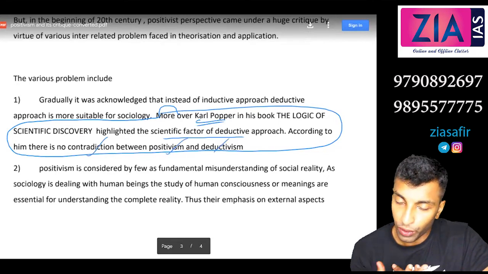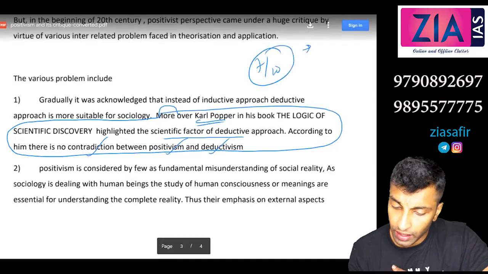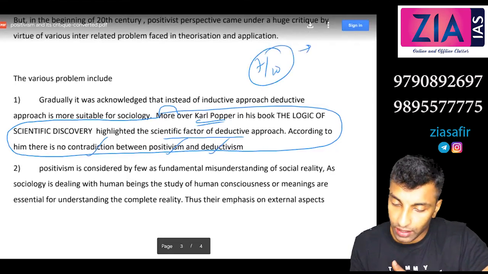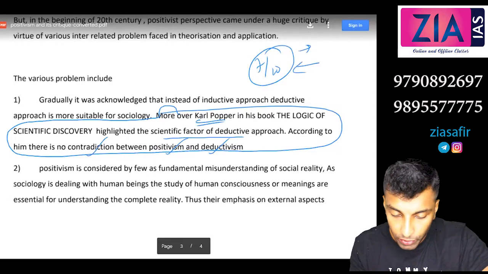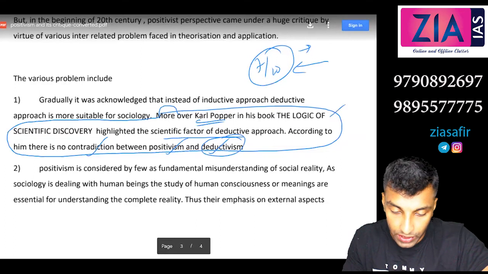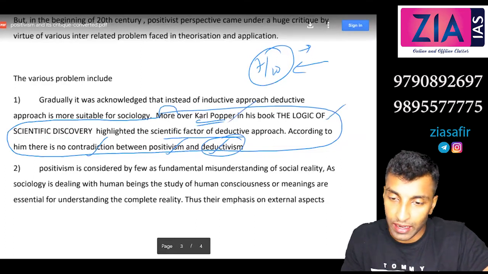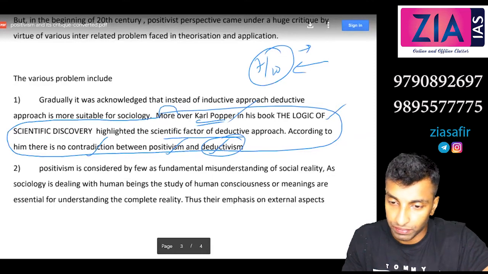Like positivism follows a quantitative approach, so 7 out of 10 as you said, you are ignoring something. Similarly here also, if that is considered as scientific, non-positivism or deductivism can also be considered as scientific according to this person. So after this, there is no difference between inductivism and deductivism in the case of sociology.